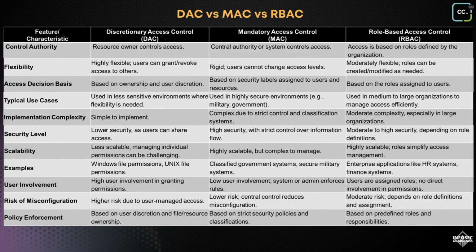To summarize, discretionary access control provides flexibility, but at a potential cost to security. Mandatory access control is the most secure, but also the most rigid and complex. Role-based access control strikes a balance, offering both security and scalability, making it suitable for many organizational settings.